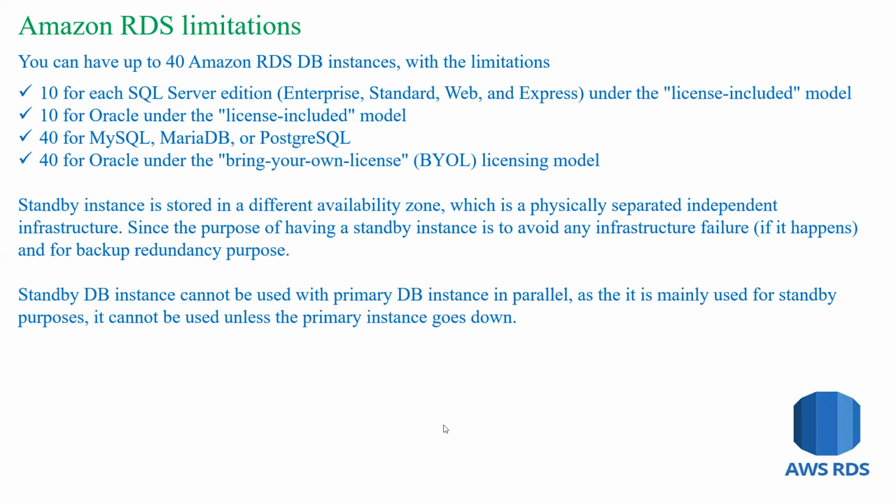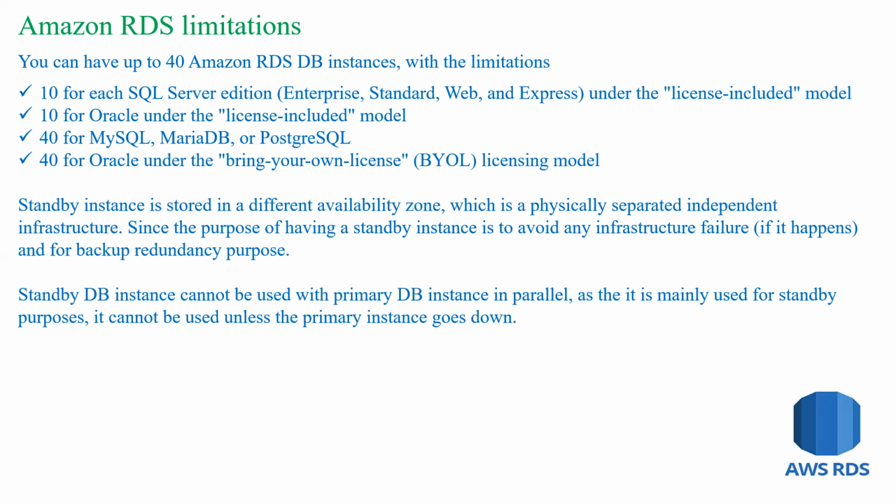So the standby DB instance cannot be used in parallel with the primary DB instance, as it is mainly used for standby purposes only. It cannot be used unless the primary instance goes down. What does that mean? In a corporate environment, we call it side A and side B. Side A will be the primary database or server. Side B will be the backup. So directly you cannot access the standby server, or side B server, unless side A, the main primary server, goes down. Within nanoseconds, side B will take over the job of the primary server and become active. The moment the primary server comes up, the secondary server will be isolated and the primary server will take over the job. That is how it works.